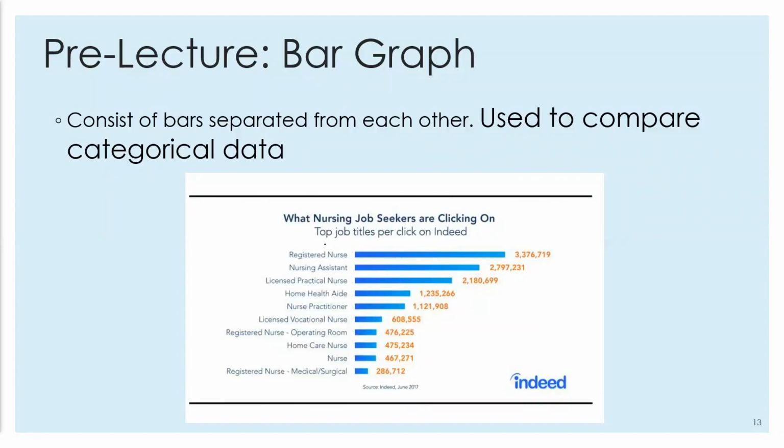We're going to look at our next two graphs together in the same video because they are both for categorical data. So the first is a bar graph. The bar graph can be horizontal like this one. It can also be vertical like the histogram that we've previously seen.